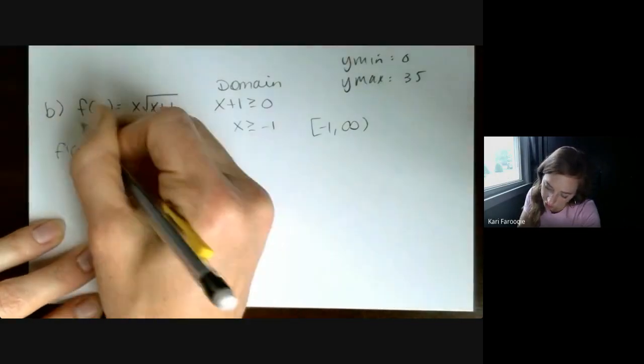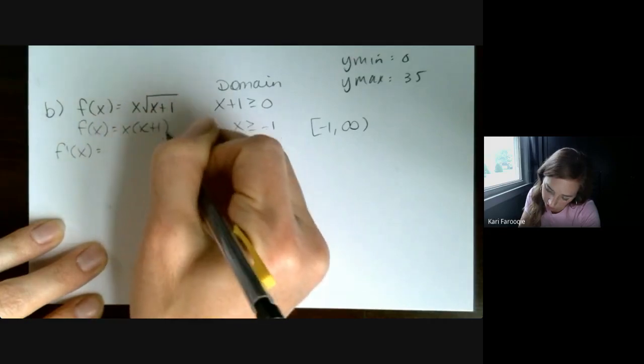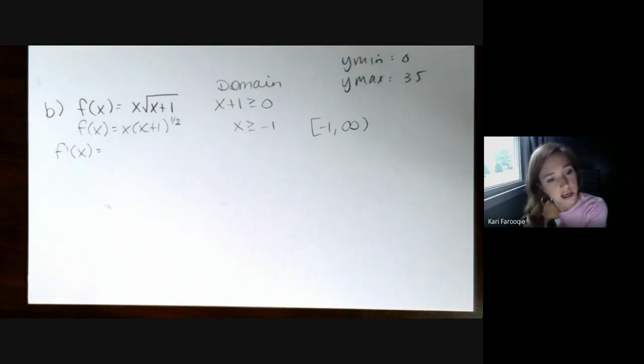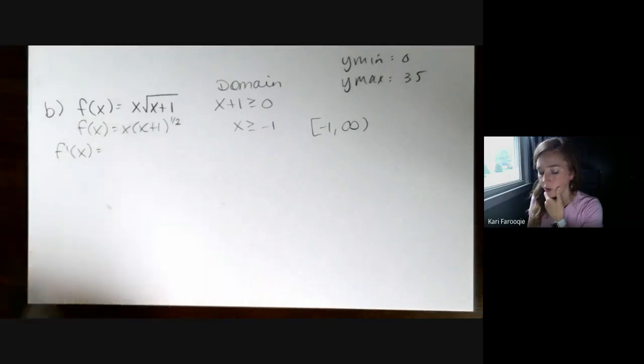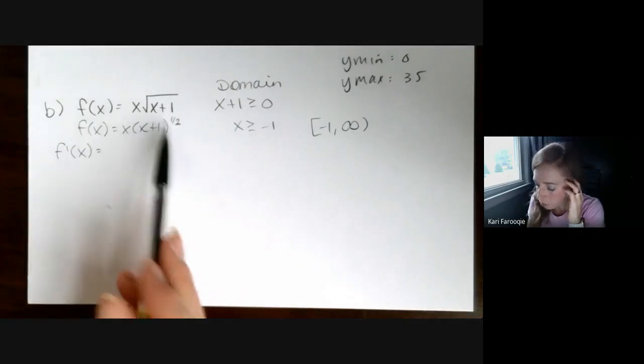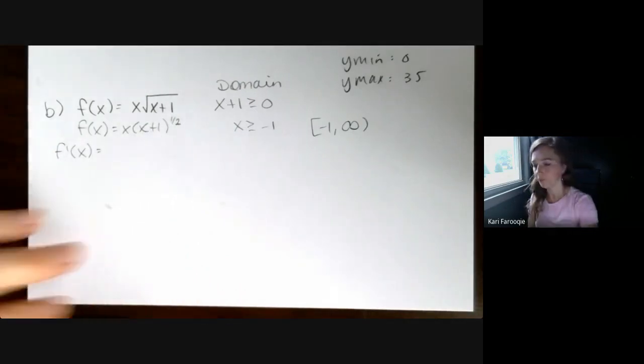Let's go ahead and take the derivative. In order to do that, you might want to rewrite your function to include a rational exponent. This will be x times the quantity x plus 1 to the 1/2 power. And we'll use the product rule here along with the chain rule. The product rule because we're multiplying two functions of x together, and the chain rule because we have a composite function for the second factor.